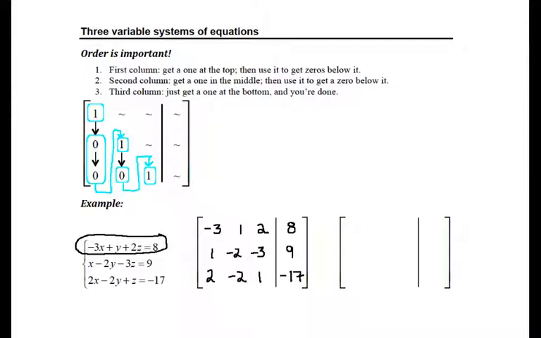My goal is to get a 1 in the upper left corner. So this is where I start. The easiest way to do this, if it's possible to do it this way, is by swapping two rows. If you have a 1 anywhere in your first column, then your first step is to swap rows to get it in the upper left corner. So I'm going to rewrite this whole matrix with the 1, -2, -3, 9 first, and the -3, 1, 2, 8 second, and the bottom row unchanged.